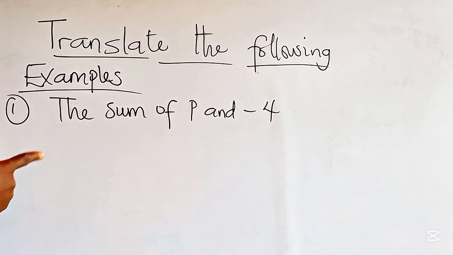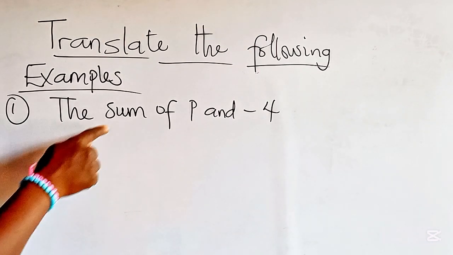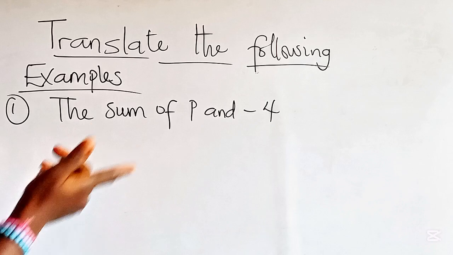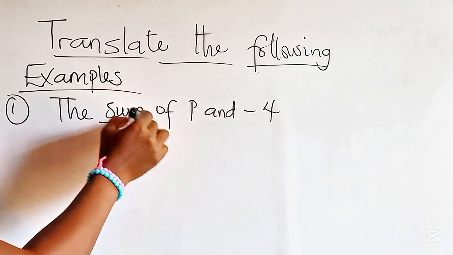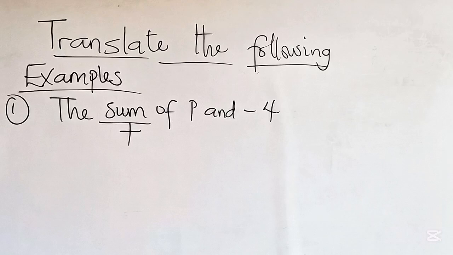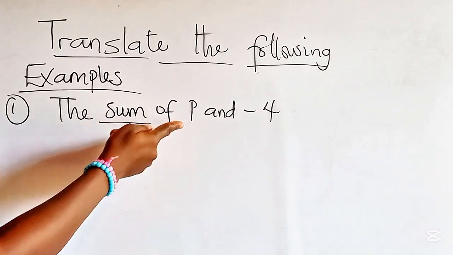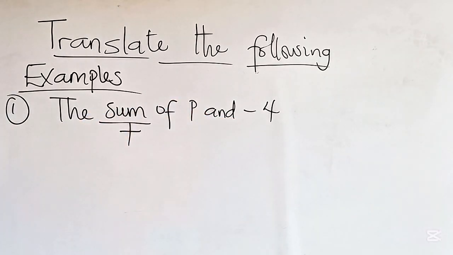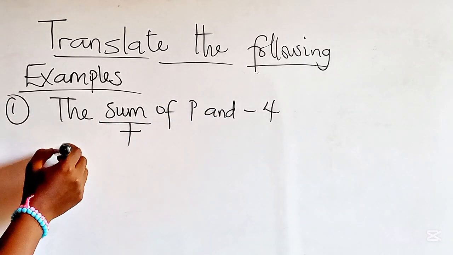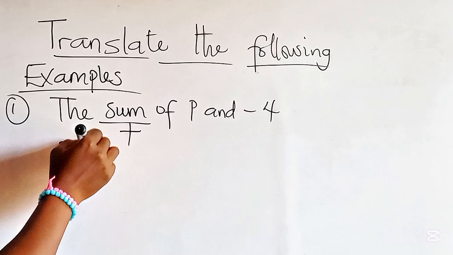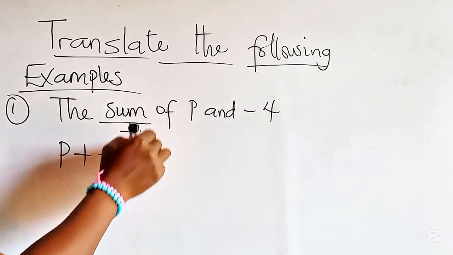And we have our first question here. It says the sum of p and minus 4. So in math, sum means addition, right? And if you notice, we have two terms here, p and minus 4. So this question, we are going to translate it by adding these two terms together. So this gives us p plus minus 4.